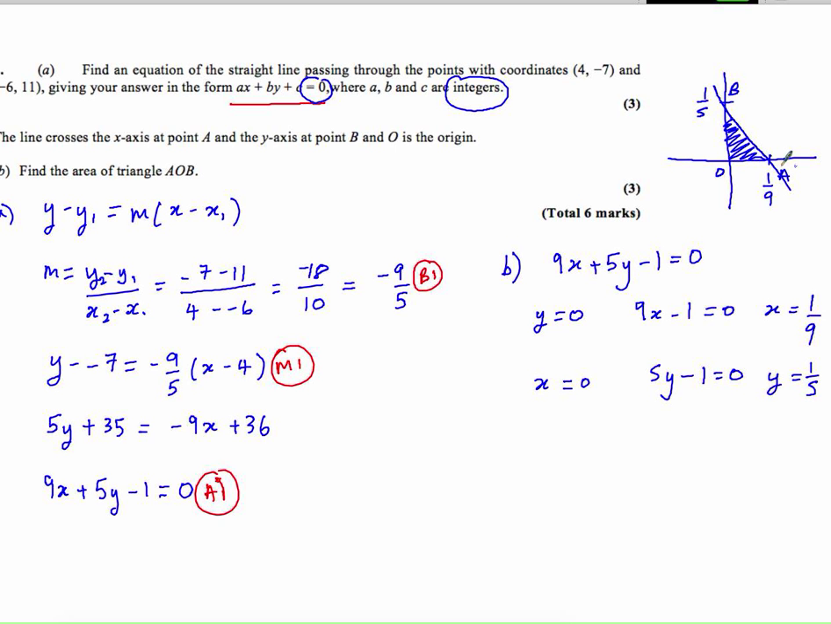Notice, because we're using the axes, that automatically gives us a right angle triangle. So we've got a half base times height. So we've got a half, the base is a ninth, the height is a fifth, 1 over 90, and you can put units squared, just to show that you know what you're doing. So 1 mark for this thing, 1 mark for this thing, 1 mark for your answer.